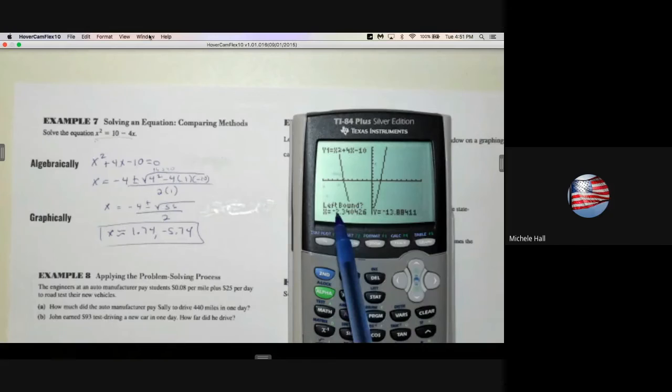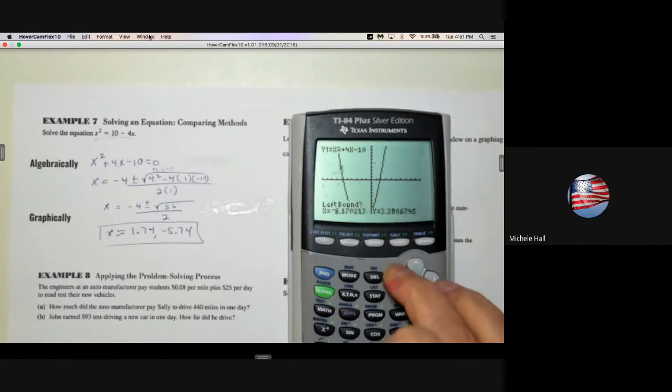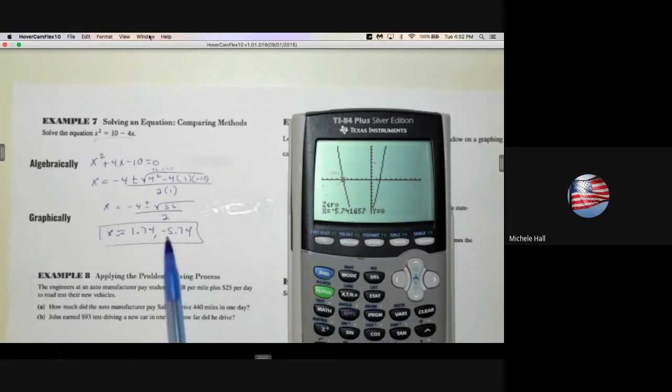I'm watching my numbers, negative 2, so I don't miss it. There it is. Hit enter, and now I need a right bound, so I get on the right side of it. Enter, enter again. Negative 5.74. Same thing I just got.